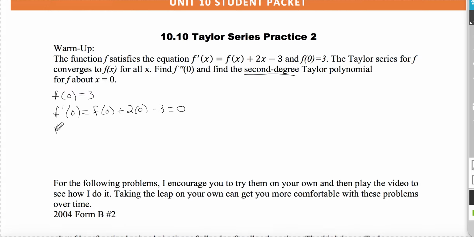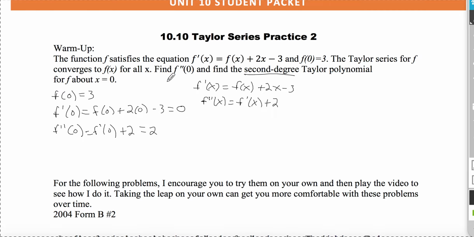Okay. So my second derivative, how would I get my second derivative at 0? Well, I have my first derivative. Based off of this then, if f prime of x is f of x plus 2x minus 3, that means my second derivative, if I just follow my derivative rules, it's going to be f prime of x plus 2. Derivative of 2x is 2, derivative of 3 is 0, so there we go. So I need f double prime of 0, which means this is going to be equal to f prime of 0, which I already found up here, plus 2. So it's going to be f prime of 0, which is 0, plus 2 gives us 2. So find the second derivative at 0. I just did right here, the second derivative at 0.